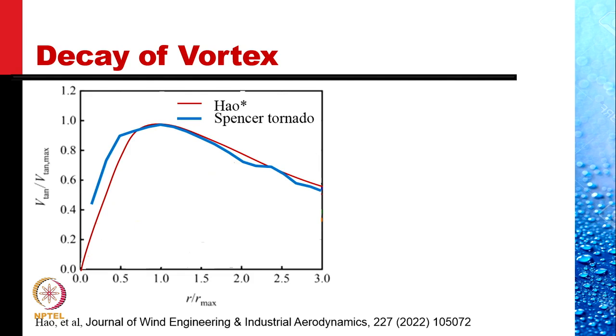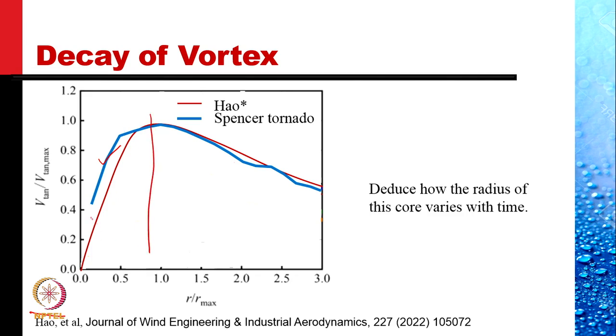This graph shows the actual radius versus velocity of an actual tornado, which is known as a Spencer tornado in literature, and a predicted model by Howe, which has been published recently. And this is based on considering a viscous core superimposed on a free vortex. We have to deduce how the radius of this core varies with time.